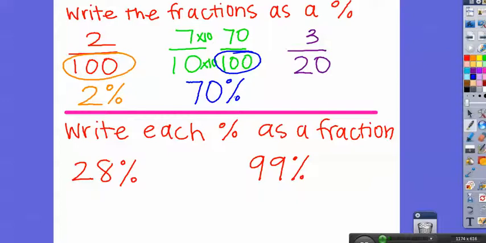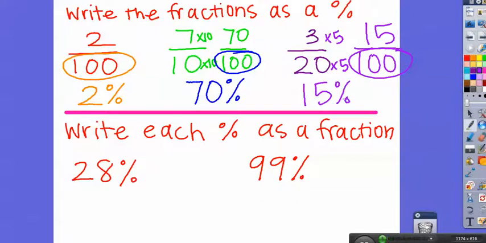a percent sign. What if I have 3/20? Well, I need to make sure that I have 100 as my denominator. And how did I get 100? I multiplied 20 by 5. Since I multiplied my denominator by 5, I need to multiply my numerator by 5. And 3 times 5 is 15. Now that my denominator is 100, I can take my numerator and add a percent sign.